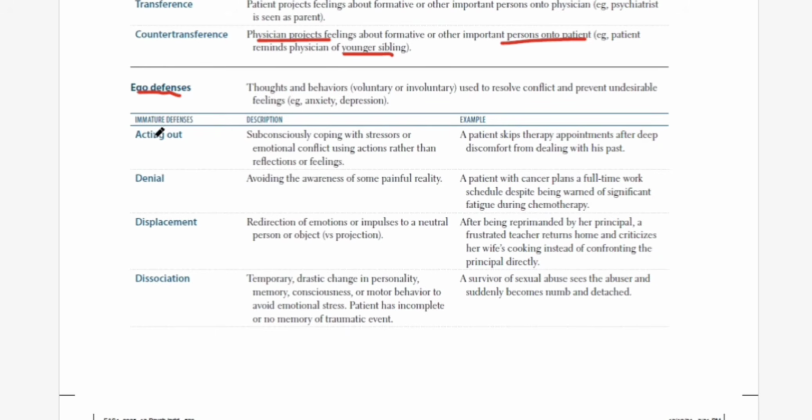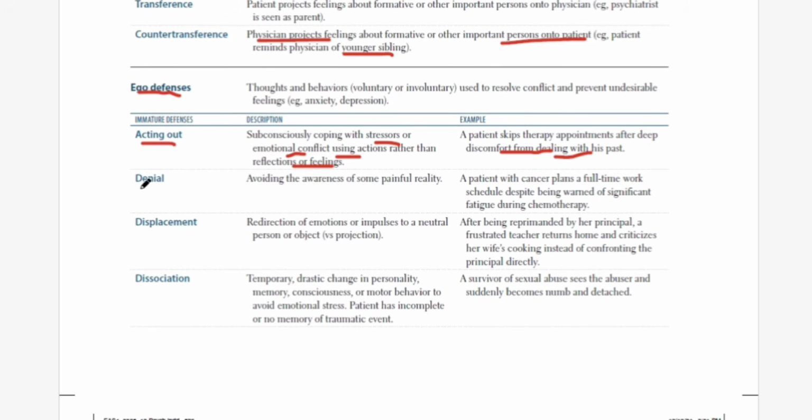Our first is acting out. Acting out basically means you express feelings through actions instead of words. If you have any stress or emotional conflict, you use actions rather than reflection. For example, a patient skips therapy because thinking about his or her painful past is hard. They cannot reflect on that feeling, but they take the action of missing therapy. That's an example of acting out.